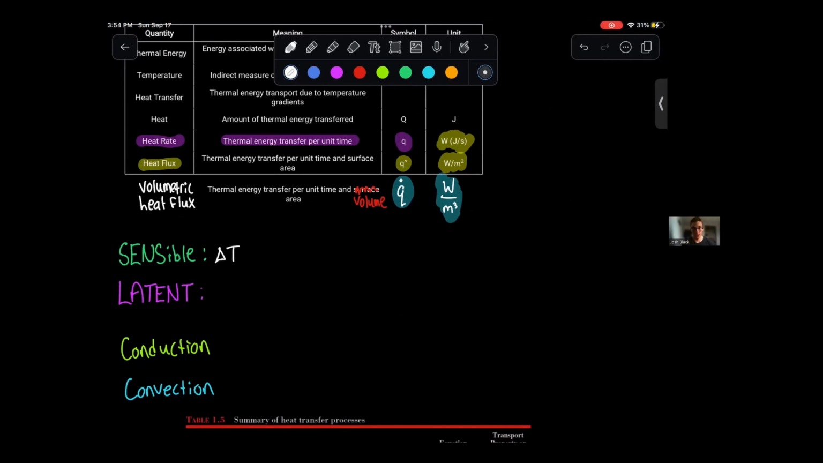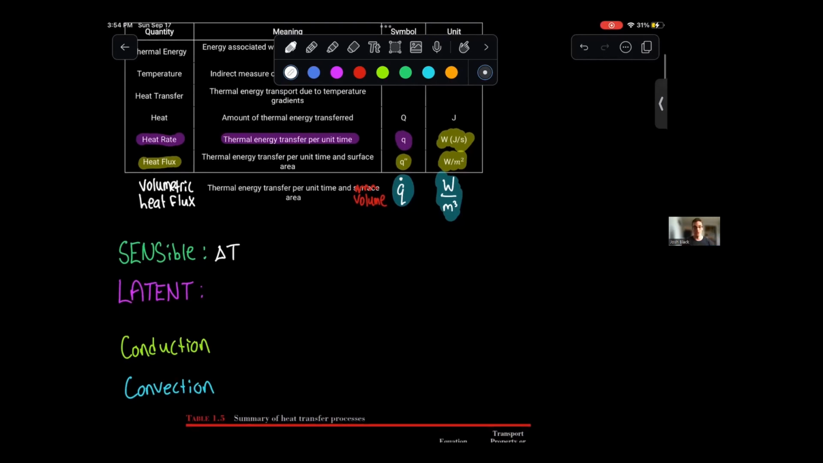Whenever there's a sensible heat exchange or a sensible heat transfer, this is due to a change in temperature in your system. Keyword sense, because this is something that you can sense, something you can feel. I can put my hand against these two walls and feel, hey, this wall is hotter than this one. Sensible. So we'll just say a change in temperature is the driving force.